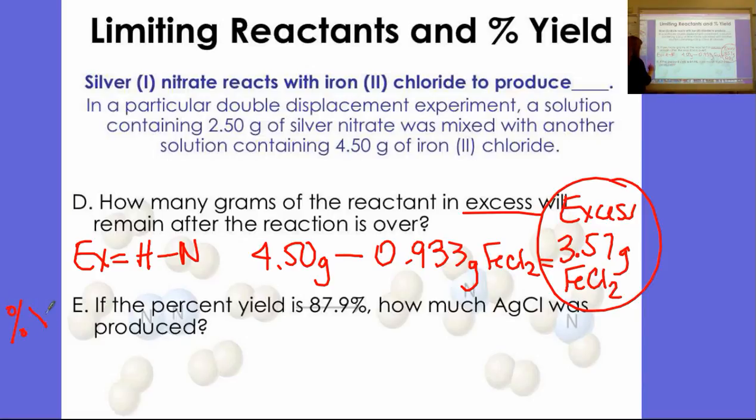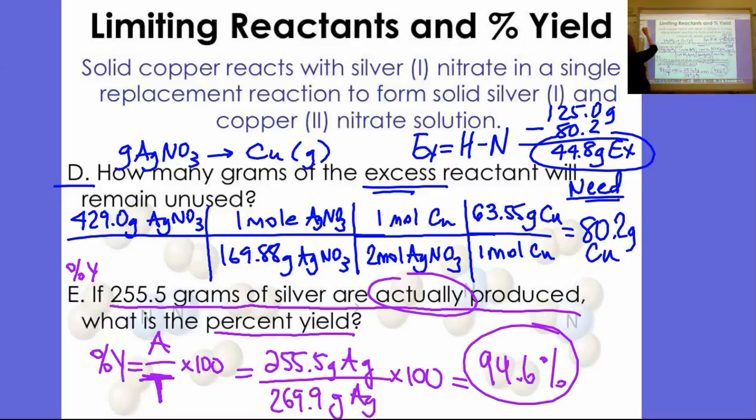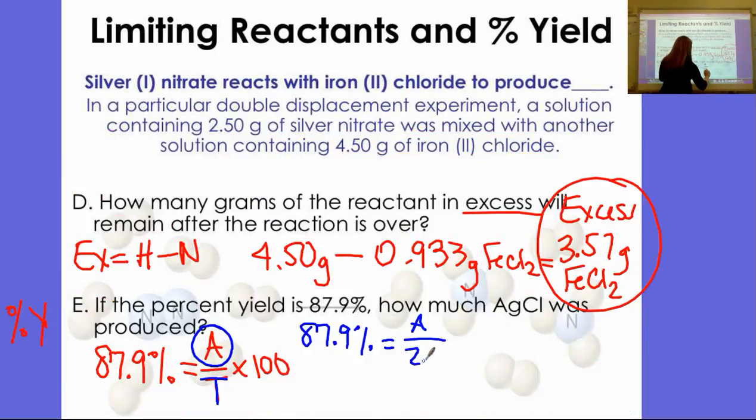Now, here's the last step, percent yield. If the percent yield is 87.9%, now it gave me the percent. That's equal to actual over theoretical, remember, times 100. How much AgCl was actually produced? Here I'm solving for the actual. I calculated my theoretical back on the other page. So 87.9% equals A over, theoretically I should have produced, 2.8 grams. So if it was 100%, I would have produced 2.8 grams, but I didn't. 87.9%, I lost a little bit.